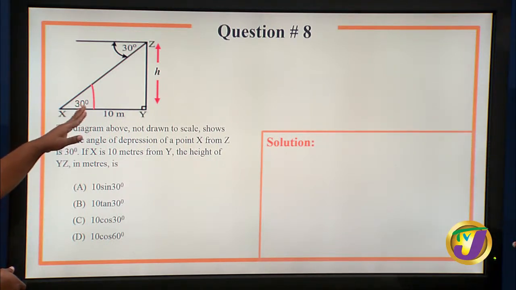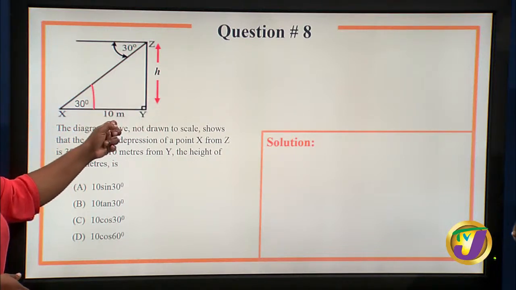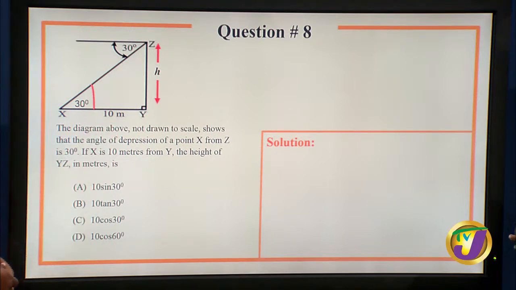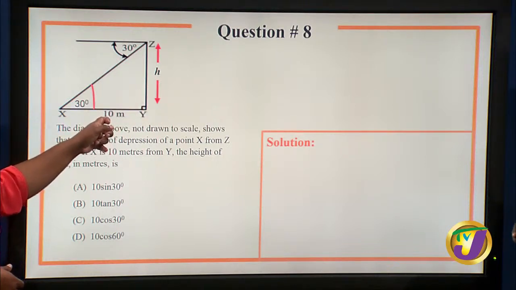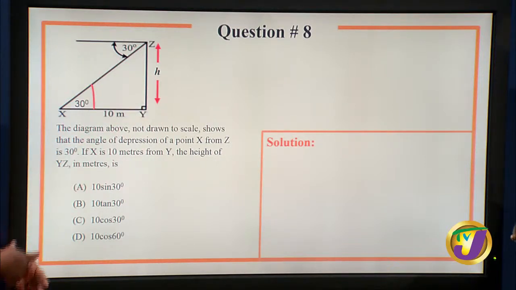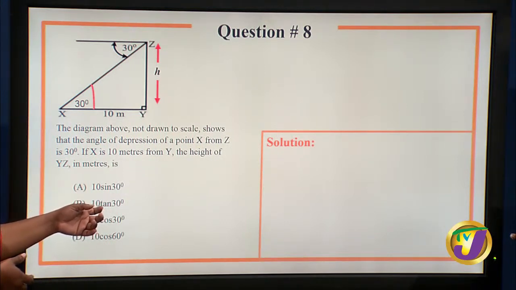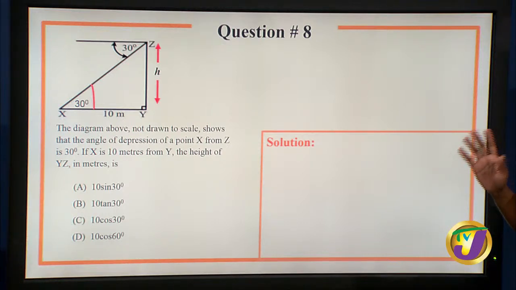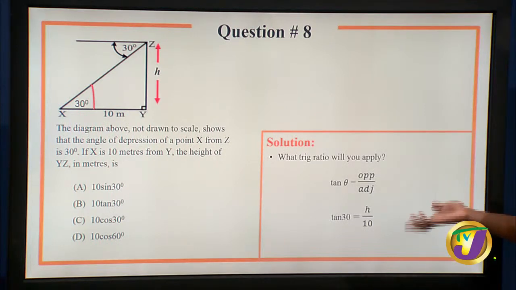Okay. So we have 30 degrees. We need to find the opposite here, and we also know the length of the adjacent side. So we do have enough information to use opposite divided by adjacent, and the ratio that deals with that would be the tan ratio. So by looking at it, no other computation would be needed.